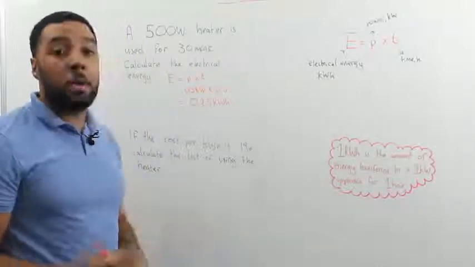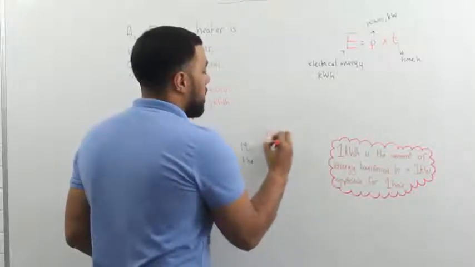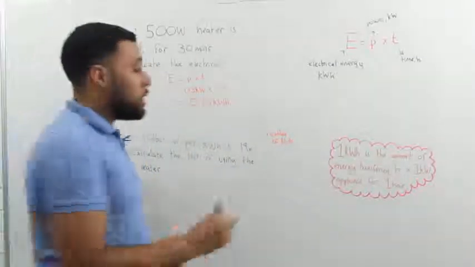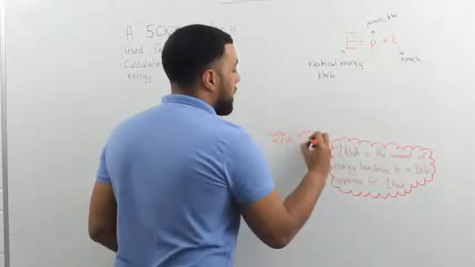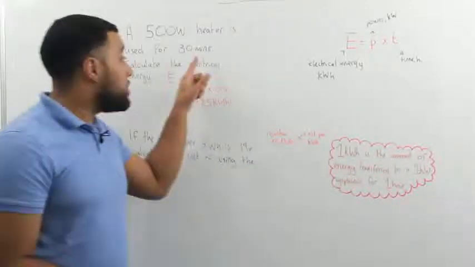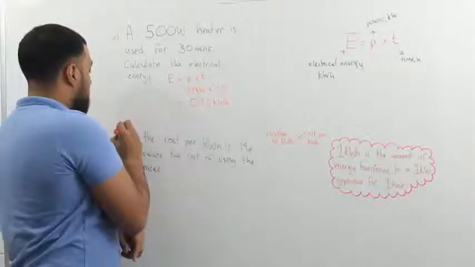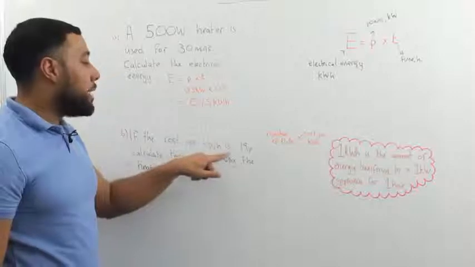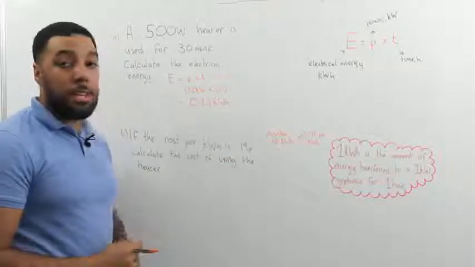Well, the electrical company, what they would say is, they would take the number of kilowatt hours that you've used times it by the cost per kilowatt hour, and that will give you the bill for using that heater. So this would be typically part A, and this might be like part B of the question. And it says, if the cost per kilowatt hour is 19 pence, calculate the cost of using the heater.